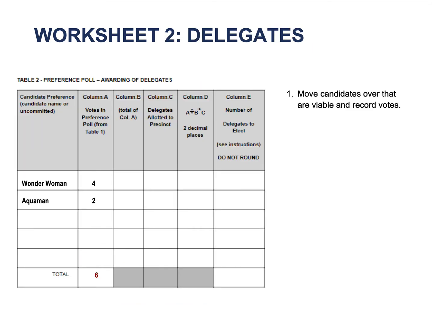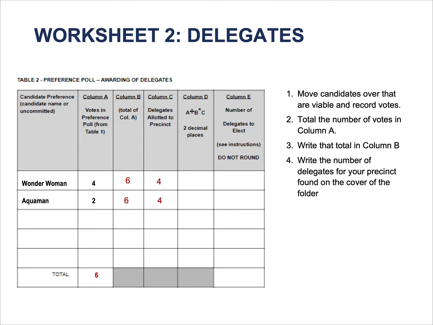So now we go into our worksheet to award delegates. We move only candidates over that are viable and record their votes. We then write that total in column B. So even though we have 7 caucus attendees, we only have 6 for a total number of votes.